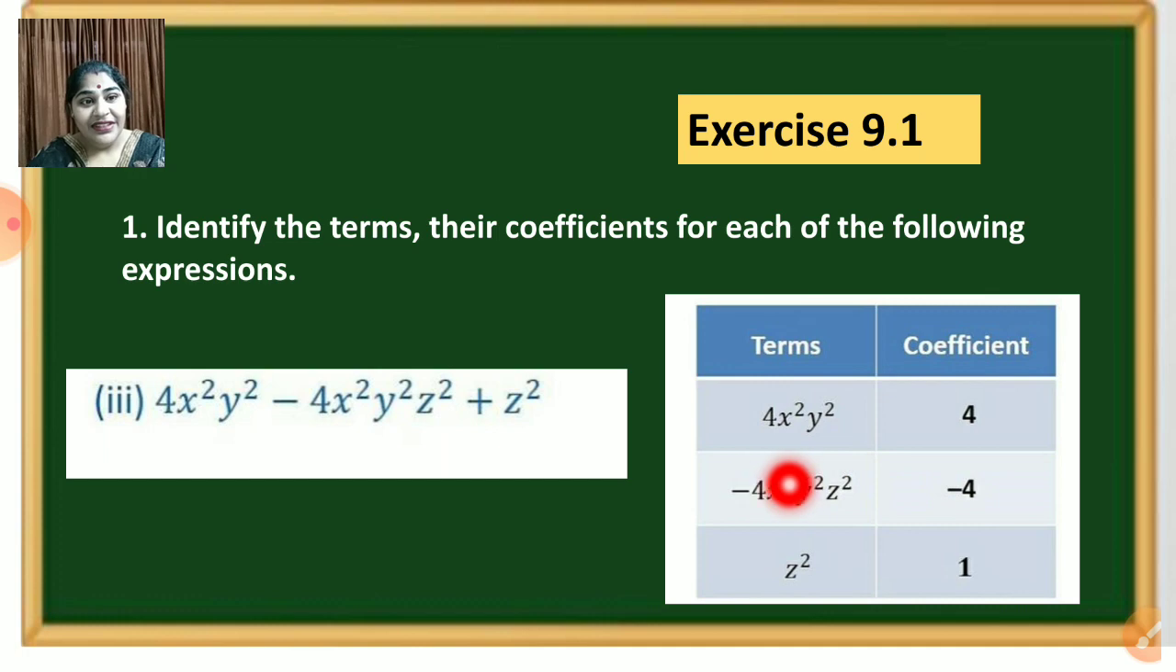Now in this, children, the coefficient negative 4 is of x square, y square and z square. If I ask in second term what is the coefficient of z square, it will be negative 4. Okay, that negative 4 is multiplied to x square, y square and z square. Next one, last term will be z square. No number is written, so the coefficient will be 1.